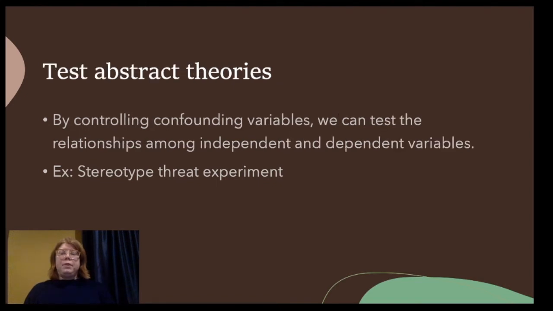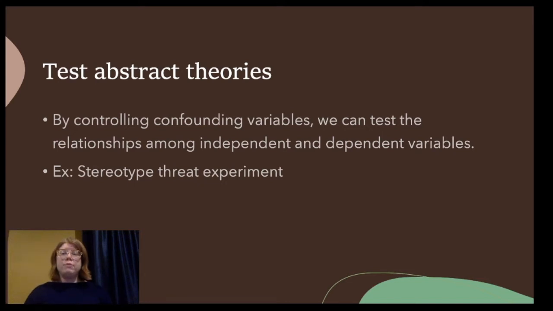So, this is also a good example of how experimental research can be used to test abstract theories. So, by controlling for confounding variables, we can test the relationships among independent and dependent variables in a much more clear and concrete way. So, the idea that being aware that you're part of a stereotyped group and that could hurt your ability to perform is a very complex idea. It's a very abstract and kind of squishy theory.